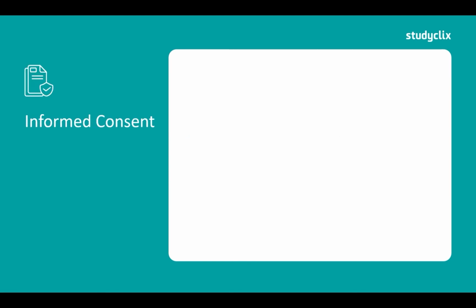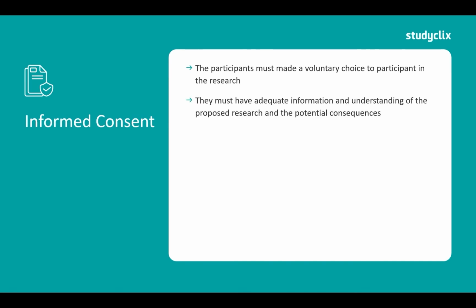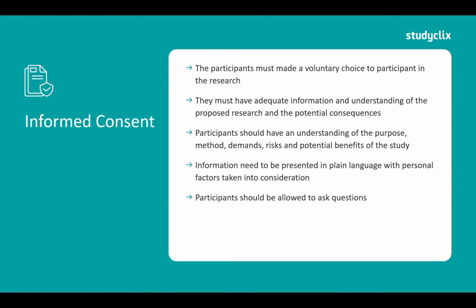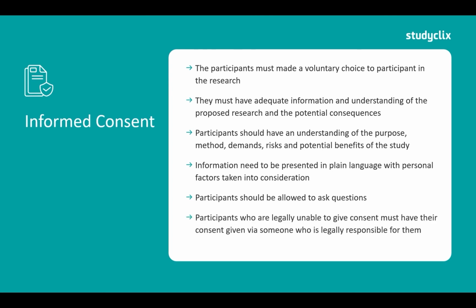Next, we have informed consent. So the participant must make a voluntary choice to participate in the research. They must have adequate information and understanding of the proposed research and the potential consequences. So participants should have an understanding of the purpose, the method, the demands, the risk, and potential benefit of the study. The information needs to be presented in plain language with personal factors taken into consideration, and participants should be allowed to ask questions. Participants who are legally unable to give consent must have their consent given via someone who is legally responsible for them.